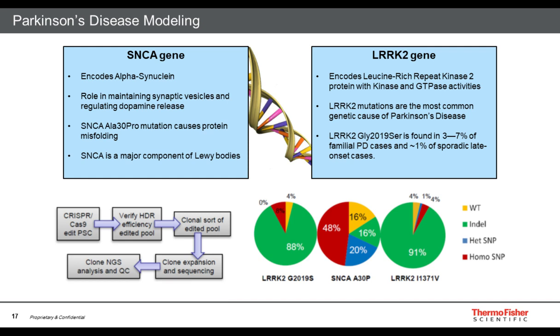So each of these mutations were engineered into the same iPSC line using CRISPR-Cas9 technology by Thermo Fisher's custom services team. After introducing the single base pair changes, the cells were sorted to obtain clonal lines. Sequencing demonstrated that the desired single nucleotide polymorphisms were homozygous in anywhere from 4% to 48% of the clones. So our next step is to test whether these disease-related mutations make the cell lines more susceptible to stress.